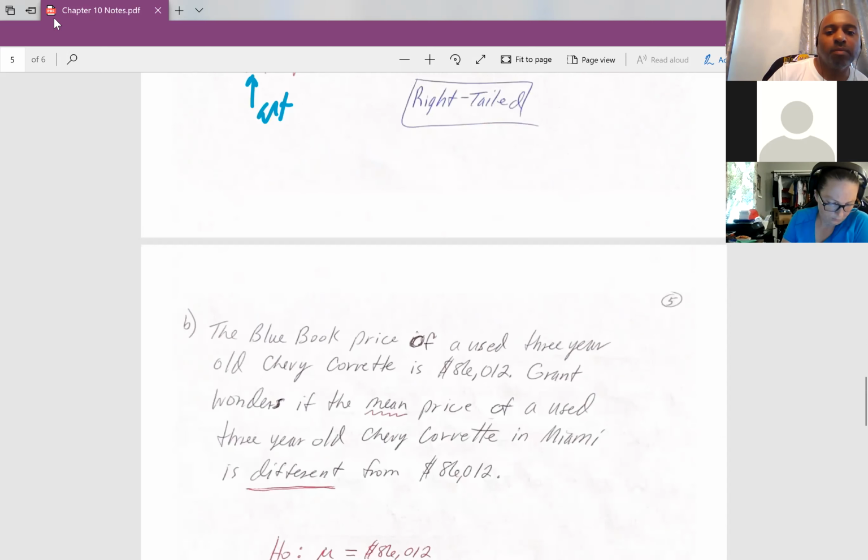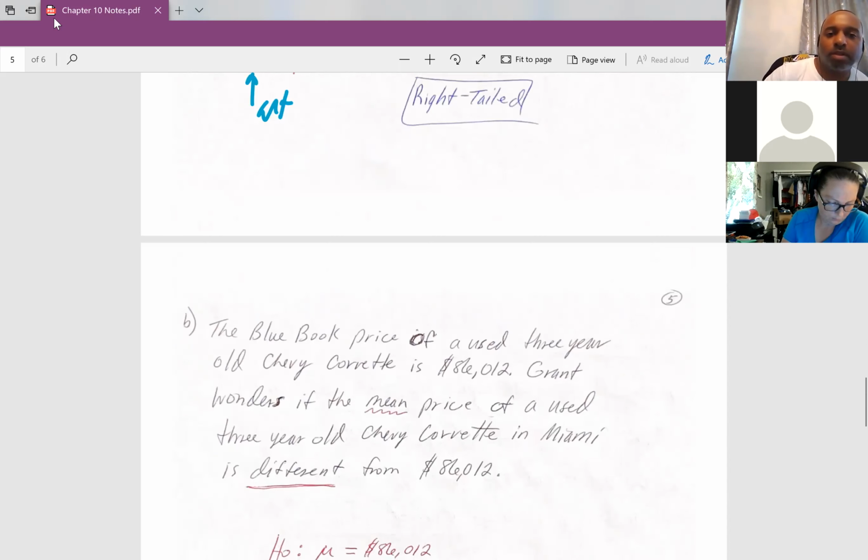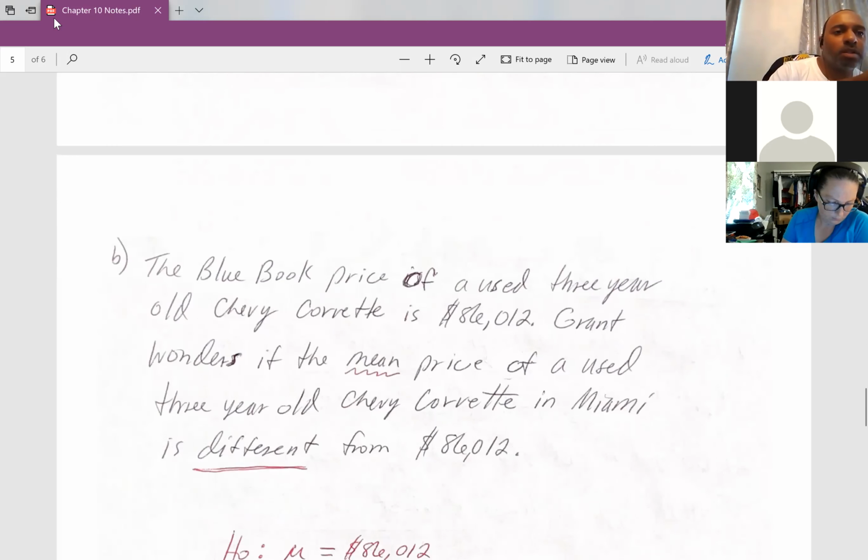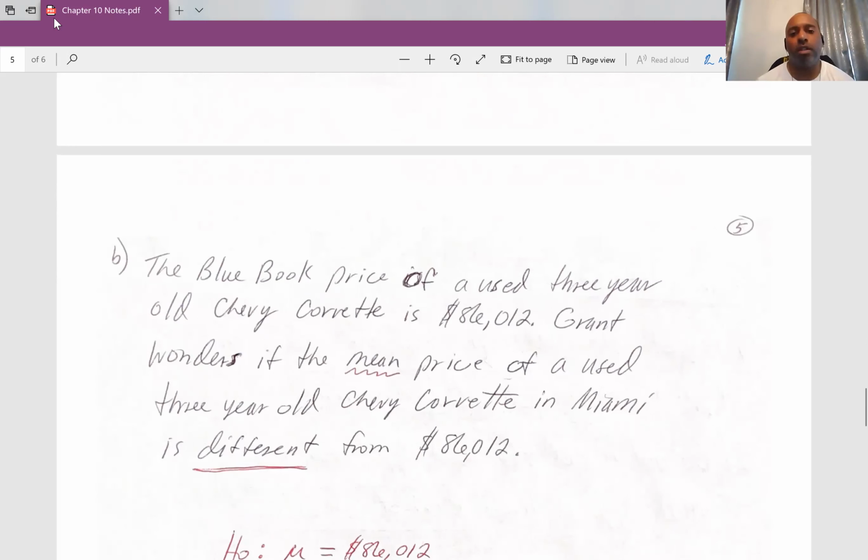All right. So, next one. We have the blue book price of a used 3-year-old Chevy Corvette is $86,012. Grant wonders if the mean price of the used 3-year-old Chevy Corvette in Miami is different from $86,012. Once again, I'll give you a chance to write that. Trying to send this file so I'll be able to put it up for you guys.